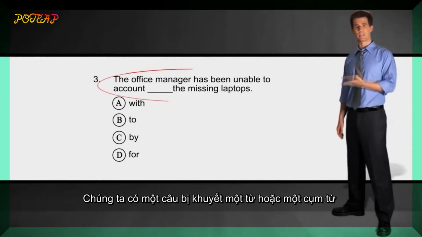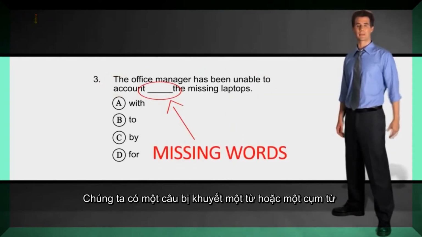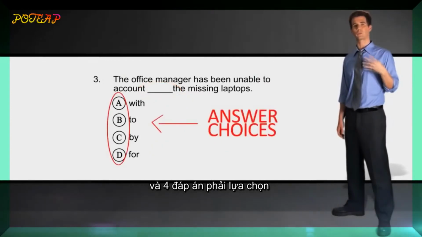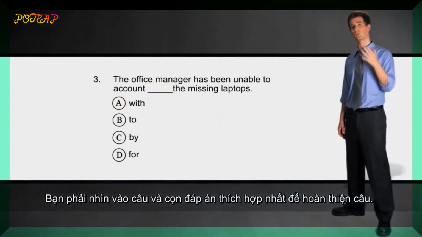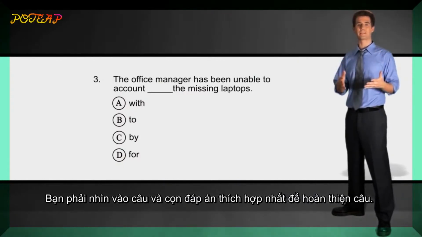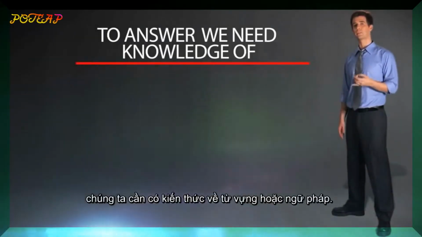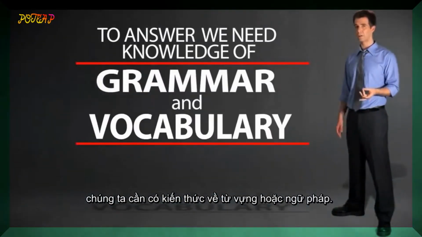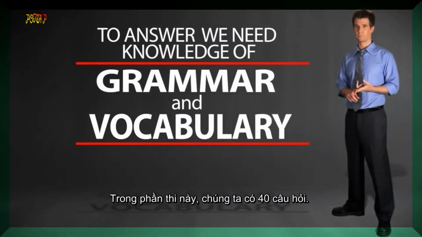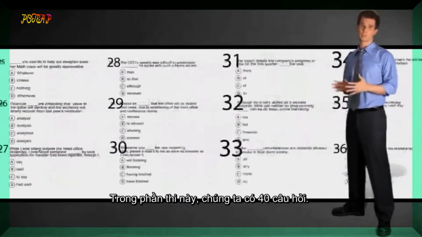We have a sentence, and we have a word or a couple of words missing. And then you have 4 answer choices. You have to look at the sentence and choose which answer choice best completes the sentence. Usually, to answer these types of questions, we need some knowledge of vocabulary or grammar. In this section, we will have 40 of these questions.